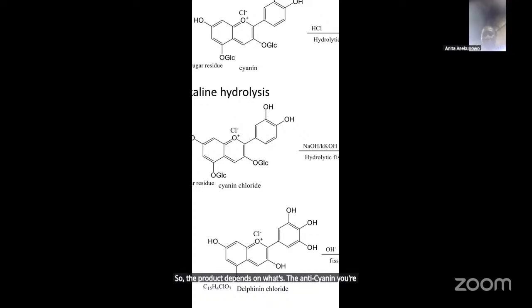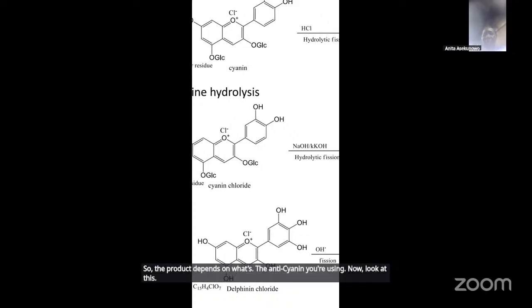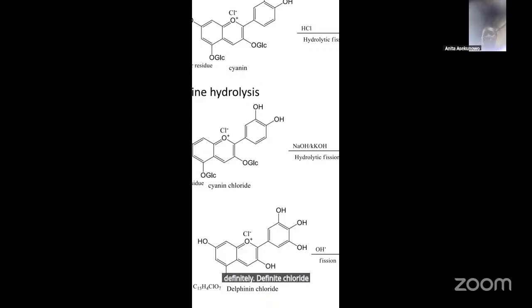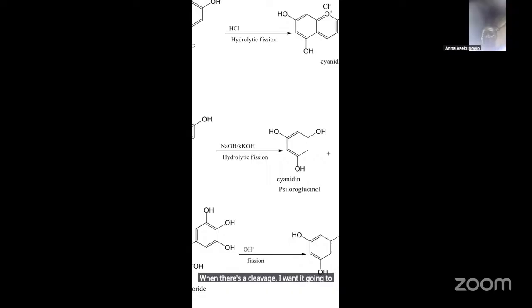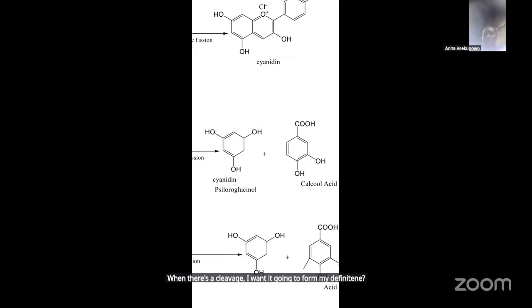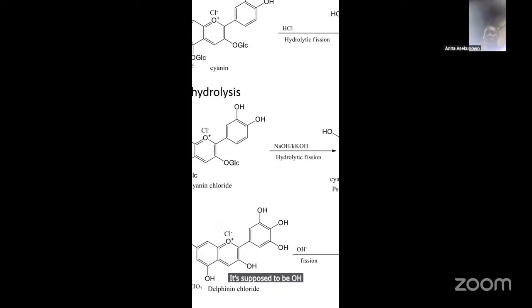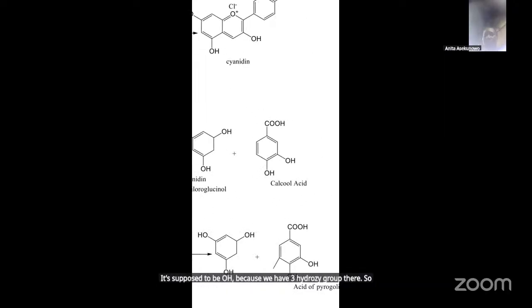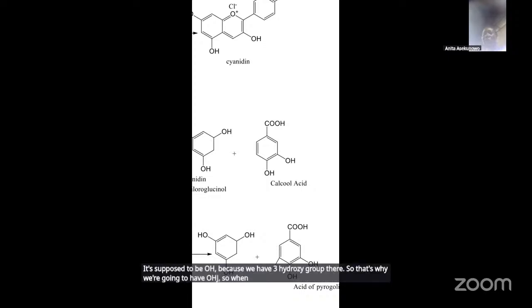Now look at this, delphinidin chloride. You can see the same thing happen. When there is a cleavage, I'm still going to form my delphinidin, okay, phloroglucinol, and the acid. Now, that place where you have an arrow is supposed to be OH, because we have 3 hydroxy groups there. So that's why we're going to have OH there. So whenever you're reading, correct it.